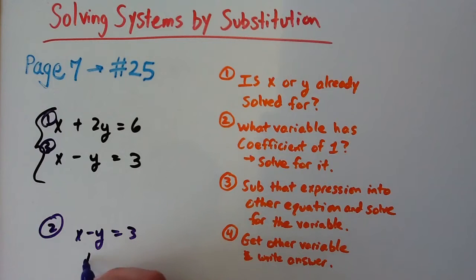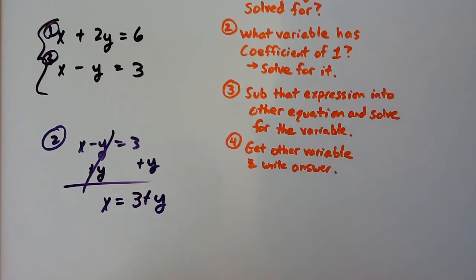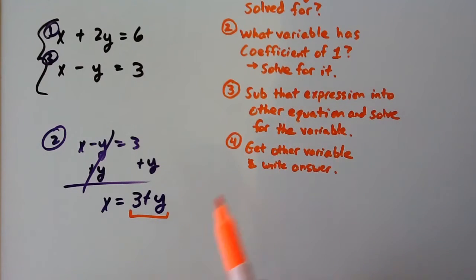Doesn't matter which one you pick, but in the second equation, of course, it's x minus y equals 3. To solve for x, let's add y to both sides, so that x equals 3 plus y. X equals 3 plus y, okay? Now, we're going to take this expression, 3 plus y, and we're going to sub that expression into the other equation so that we can solve for the variable, okay?